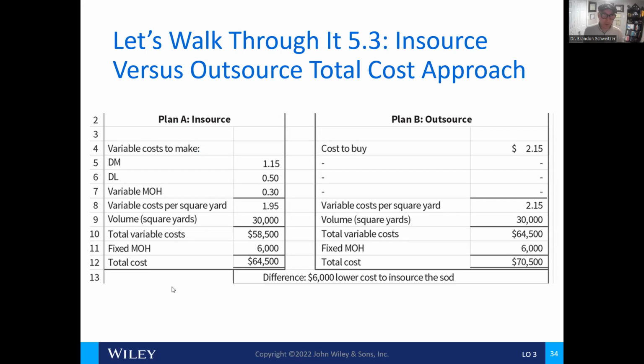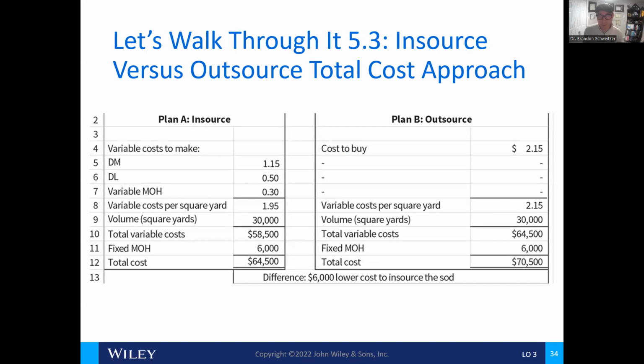Here are our calculations using the total cost approach. Plan A, which is where we do it ourselves, direct materials $1.15, direct labor 50 cents, variable factory overhead 30 cents, total variable cost per square yard is $1.95. We have 30,000 square yards to work with. Our total variable costs are $58,500. Our fixed factory overhead is $6,000. That gives us a total cost of $64,500.